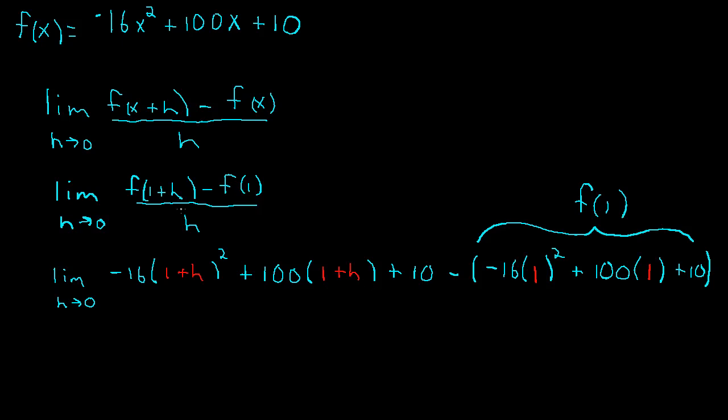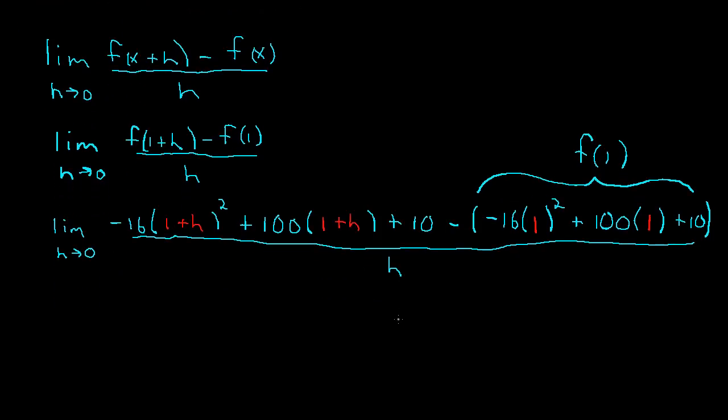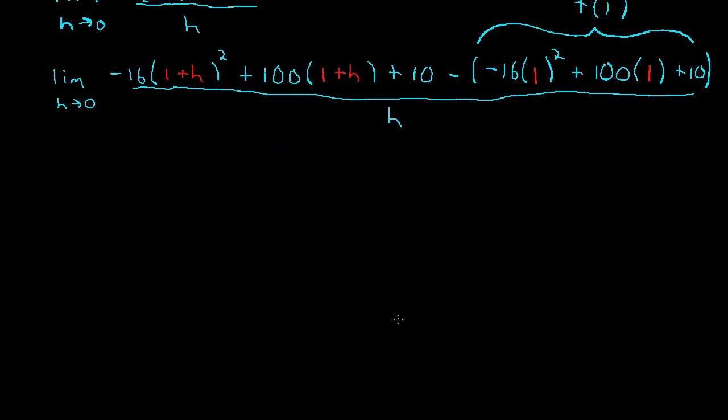Okay, and this right here again represents f of 1 plus h. Now, this is all divided by, it's hard to make a straight line, all divided by h. Now, all that is left to do is to crunch this algebra. Okay, so let's go ahead and start doing this. The limit as h goes to 0 of negative 16, if I square this, I should get 1 plus 2h plus h squared. And then I'm going to distribute this 100 through, and I get 100 plus 100h plus 10.